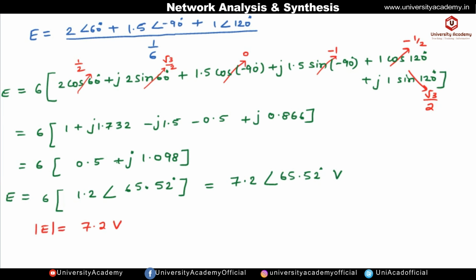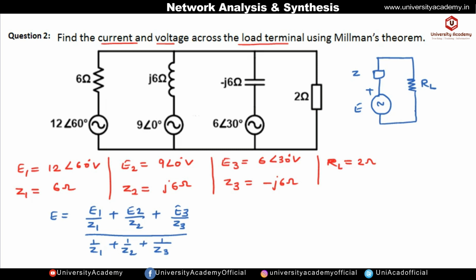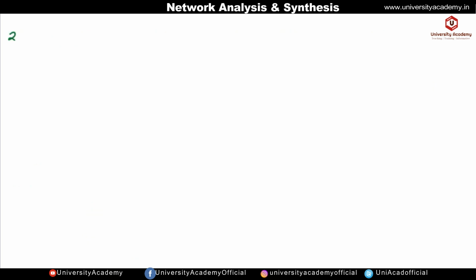Okay, now next we have to calculate the impedance Z. For that we have to deactivate the circuit. So when we deactivate the circuit, all the voltage sources will be replaced by short circuit, and the load terminals will become open. So now let us find out the Z impedance value.